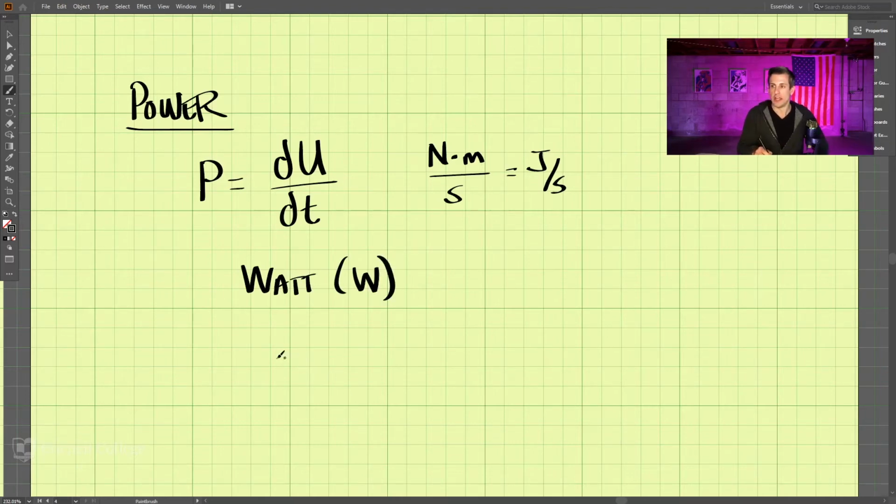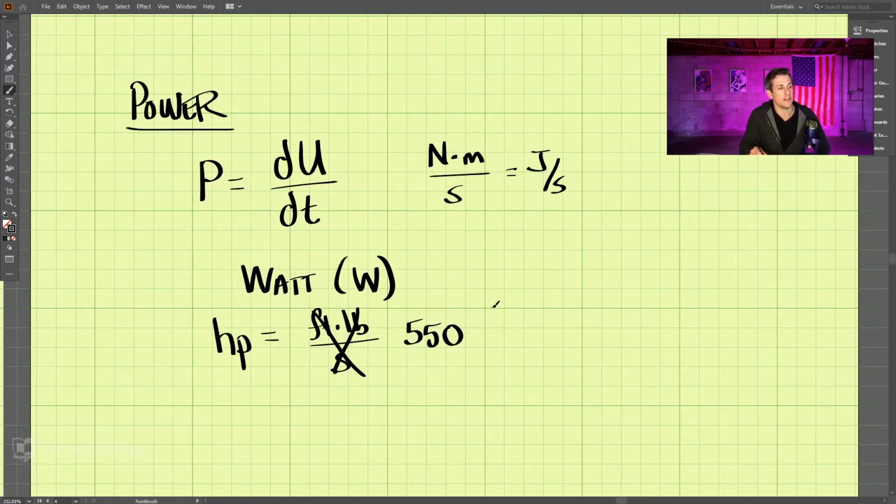And in the metric system, we use watts, but in the English system, we use something called horsepower, HP. And what is a horsepower? Well, we usually measure work in the English system as foot-pound. And so it's a foot-pound per second, but it's not that easy. All right, a horsepower is actually 550 foot-pounds per second. Okay, we need to make it confusing in the English system.